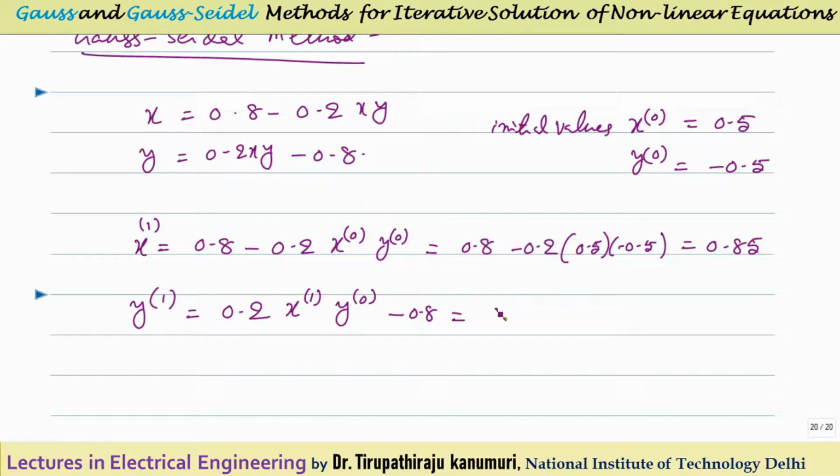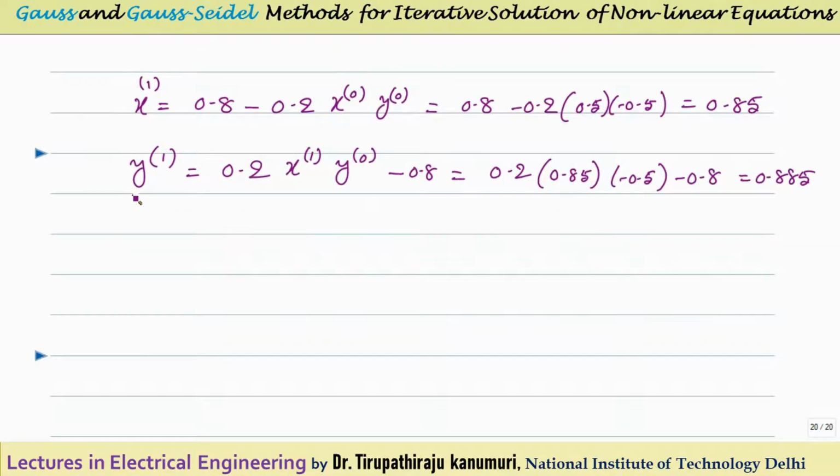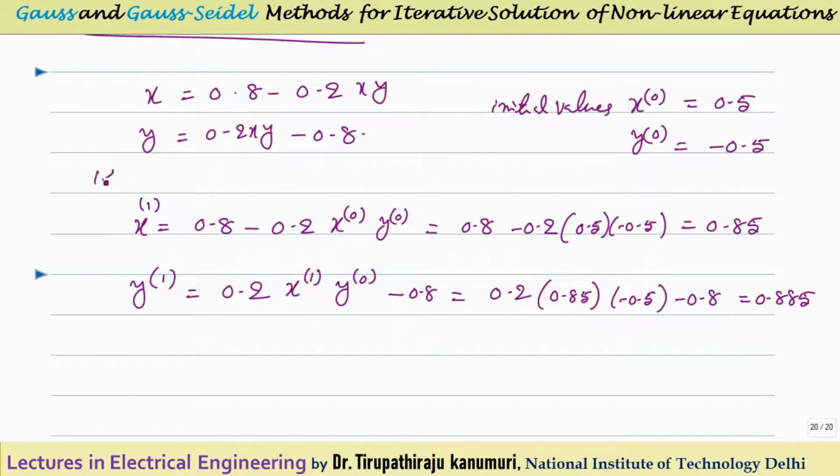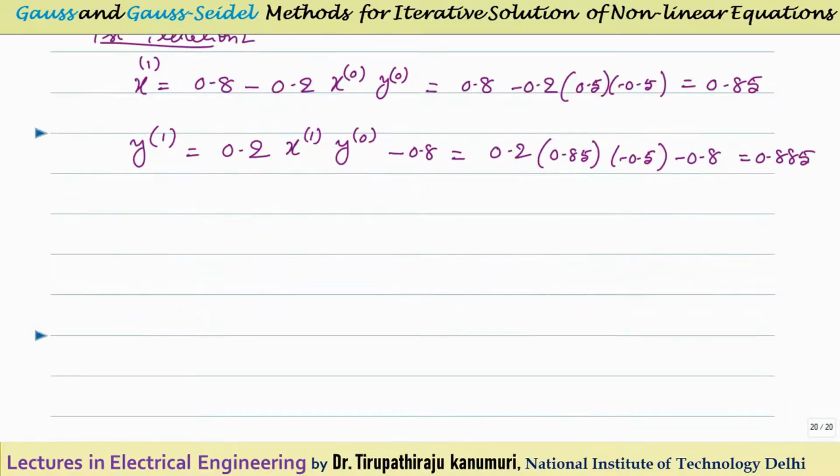So this will be 0.2 minus 0.8, right? So this becomes 0.2 times of what is x1, 0.85, multiplied by 0.5, minus 0.8. So this becomes 0.885. So x1 and y1 are obtained. So now I am going for the next iteration. So this is my first iteration. So now going for the second iteration.